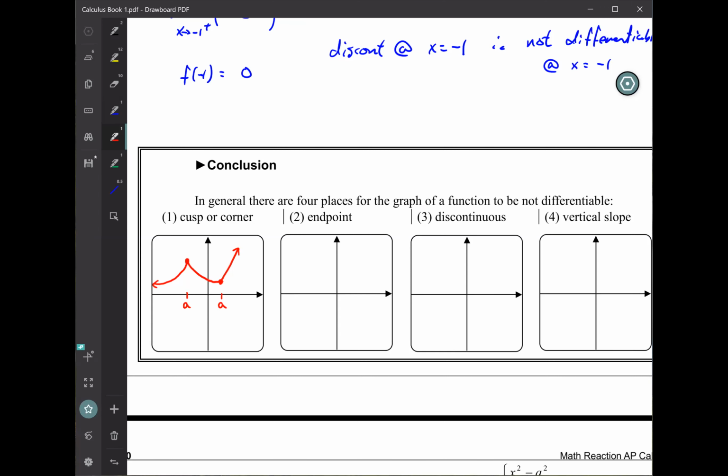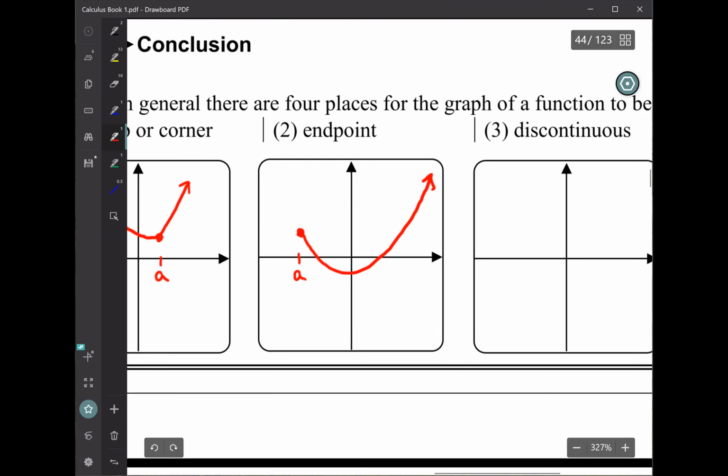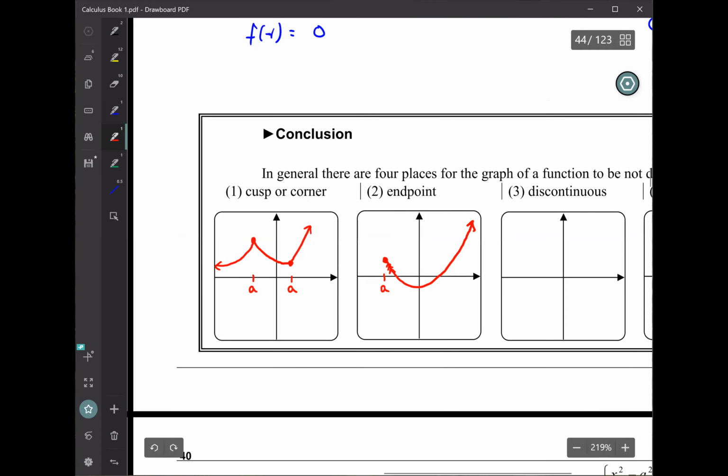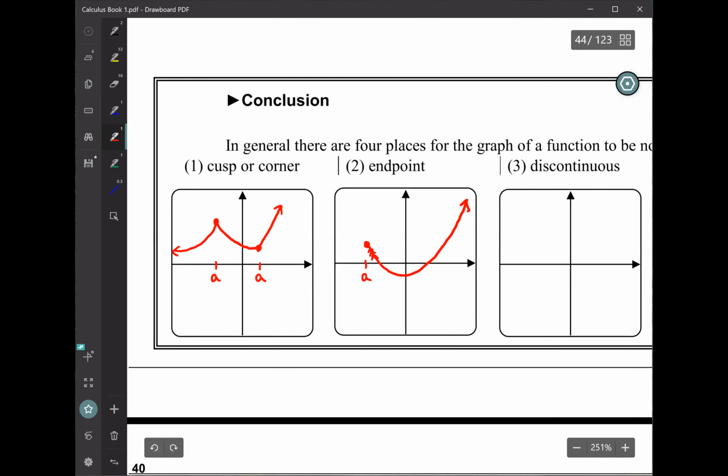Now endpoints. For example, if I have a graph that goes like that, it will be differentiable everywhere except at this end, because at that place you cannot put a tangent line. Also, you can think about there's no left slope. You only have the slope from the right. So it is differentiable from the right side, but there's no slope from the left side, because it stopped. Any questions so far? It's only differentiable from one side, but you can just say not differentiable at point A.